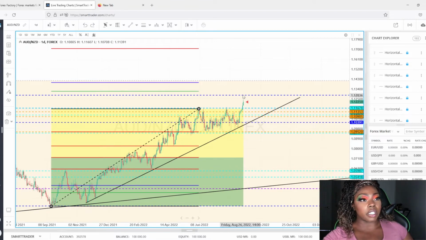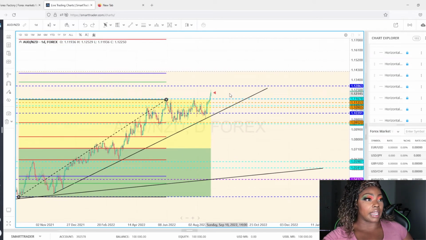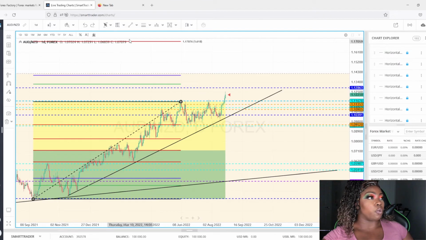Now again, we still have this zone that we have to break through, so price might come back down here, retest this level before going up here to try this one. But ultimately, I think that price will get to this zone.